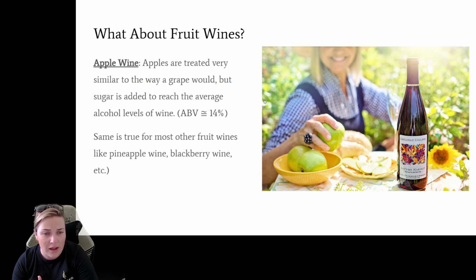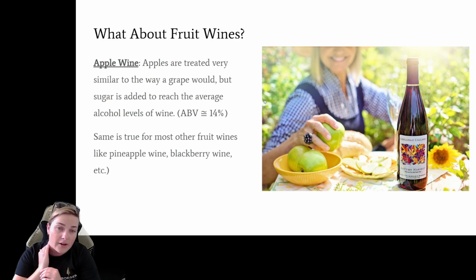Ciders are lower in alcohol, like an alcoholic cider, right? We're not talking about the apple cider that we enjoyed as kids. This would be like a true alcoholic cider, right? So you could make apple wine, pineapple wine, blackberry wine, you name it. You just have to add some more sugar to bring that alcohol level up to the wine category.